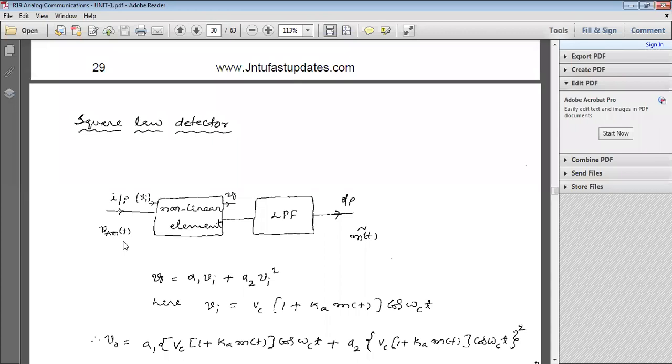Detector circuits are also called demodulator circuits. To suppress the carrier and get the original message signal, we use detector circuits. The reverse operation of modulation is done at the receiver side, which is called demodulation. How do we get our original message signal? By suppressing the carrier signal.